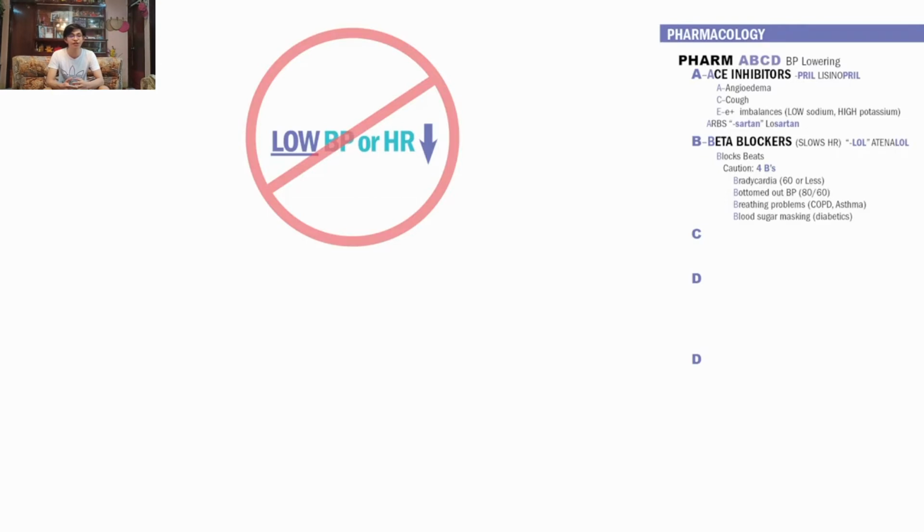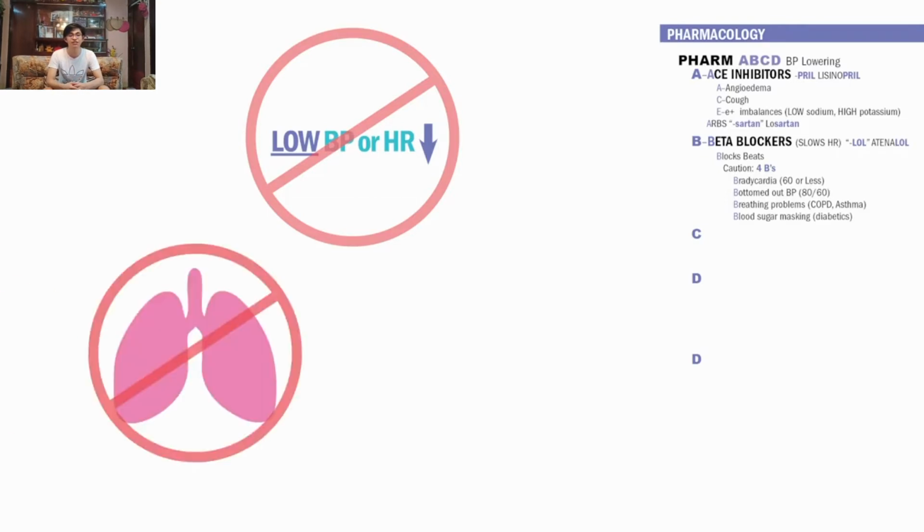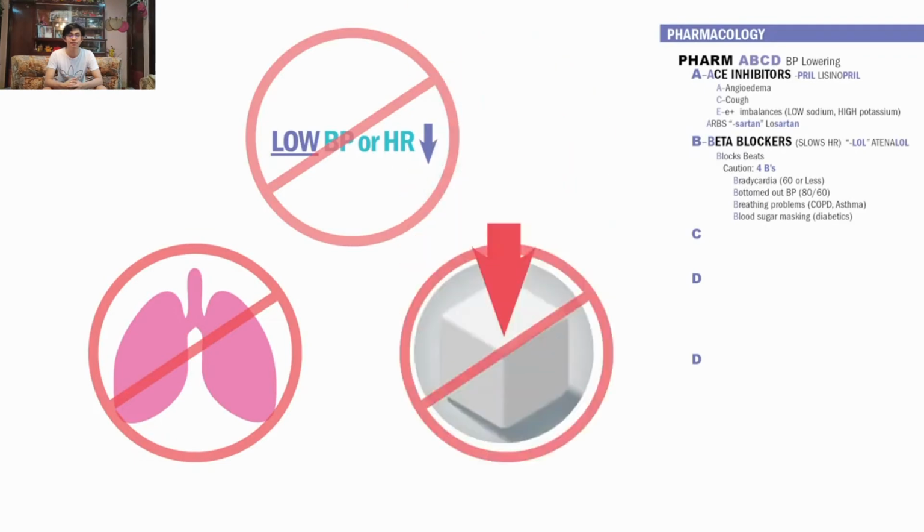Another is breathing problems, like patients who have COPD or asthma, because it can constrict the bronchi. Lastly is blood sugar masking for hypoglycemic patients. Always monitor patients' blood sugar, especially in diabetic patients.